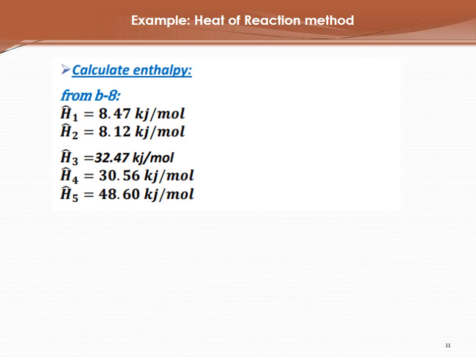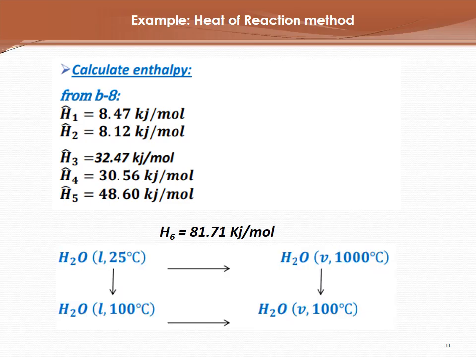The only trick here would be to calculate the specific enthalpy for water vapor, H2O, at 1000 degrees Celsius. The reason is that the other species that we encountered here, namely oxygen, nitrogen, carbon dioxide, are all in the gaseous state, and none of these species undergo a phase change. But here we need to calculate specifically H6, the specific enthalpy for water vapor at 1000 degrees Celsius.